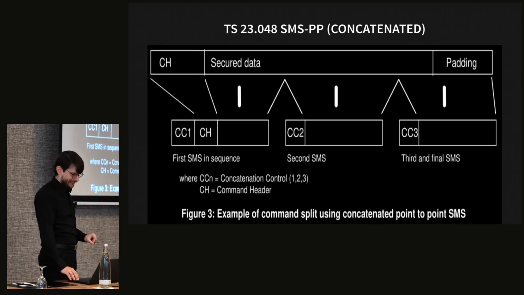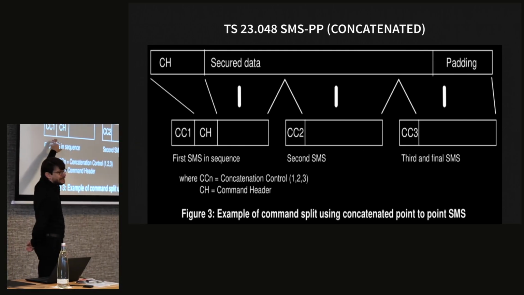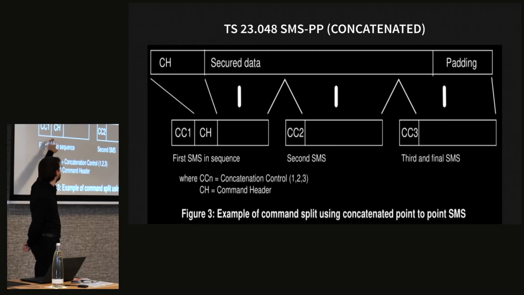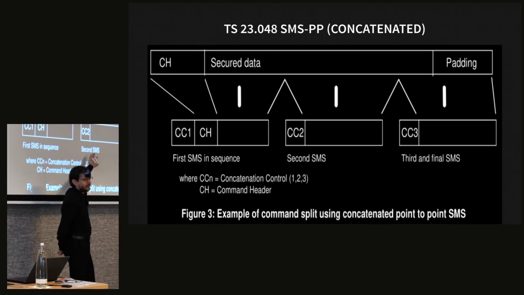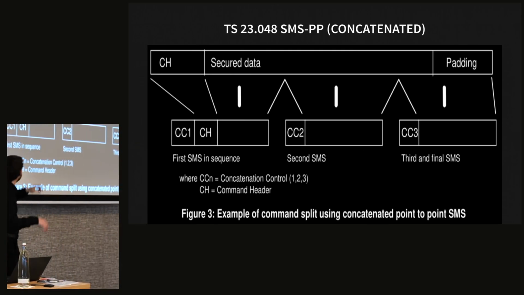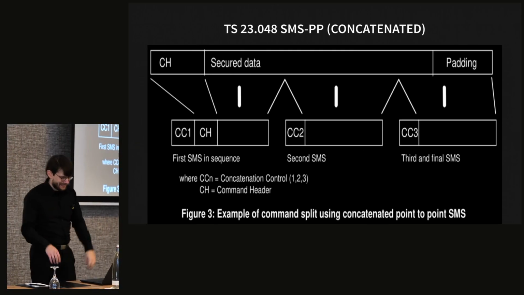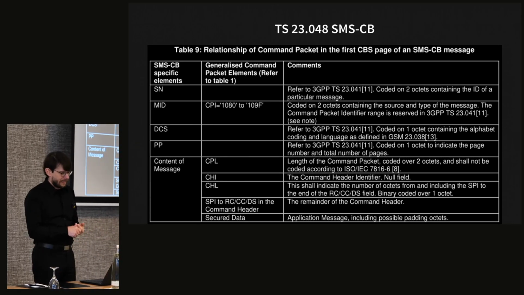But actually, only the first SMS in the sequence has the user data header information type telling you this is a secure command packet, and the header for concatenated SMS. In all the subsequent ones, you only have the header for concatenated SMS, but not the other one. So it's a bit interesting, let's say, to fragment and reassemble this stuff.